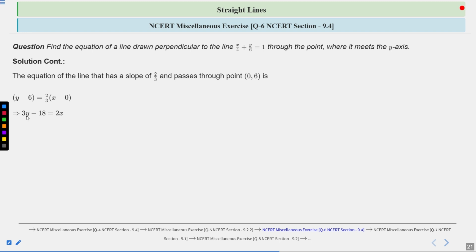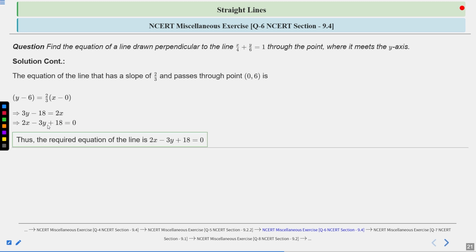And it implies 3 times y minus 18 equal to 2x. And if we rearrange this equation, then we will obtain 2x minus 3y plus 18 equal to 0. Thus, the required equation of the line is 2x minus 3y plus 18 equal to 0. Okay, so our answer will be 2x minus 3y plus 18 equal to 0.